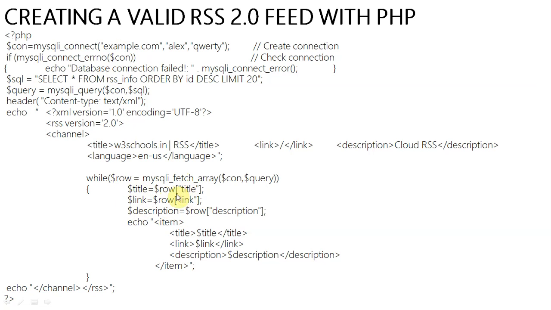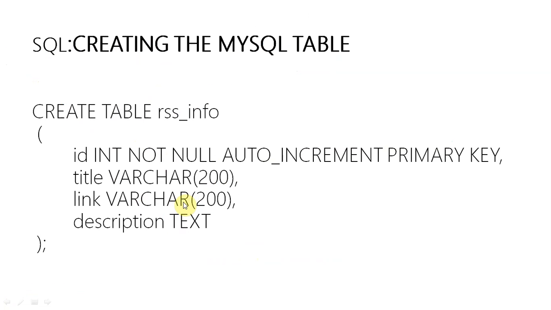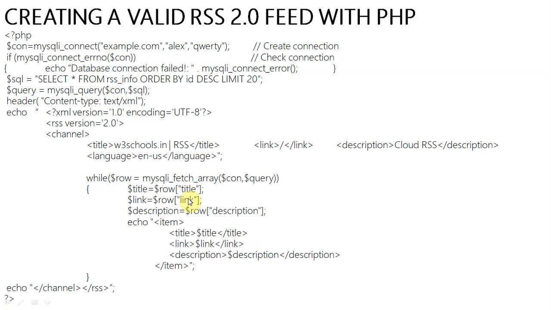The same variables are in the table also. So we are retrieving the value of the title field from the RSS info, and the link from the link field. These are the variables of this table. You can see here title and link are the variables of the SQL table, and from these two fields we are getting data in the title and link variables of PHP. So the same variables we have also taken in PHP.